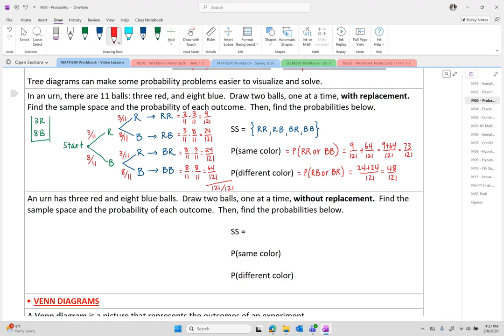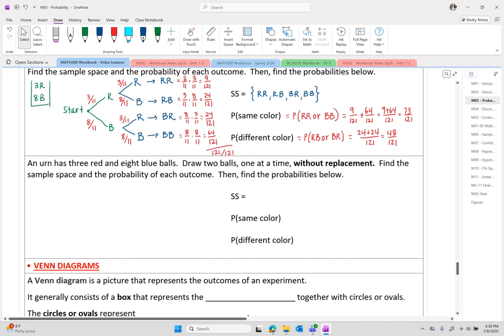Also, same color and different color balls are complements of each other. So the probability of different color is 1 minus the probability of the same color, and the probability of the same color is 1 minus the probability of different color. So 73 plus 48 should also add to 121.